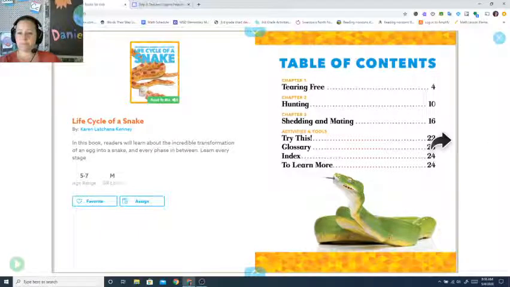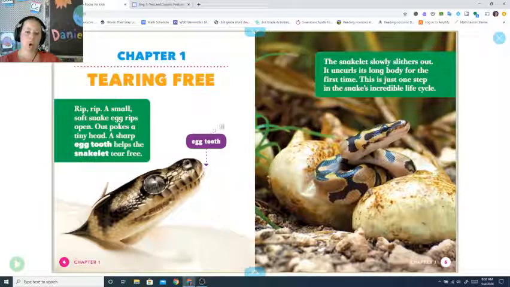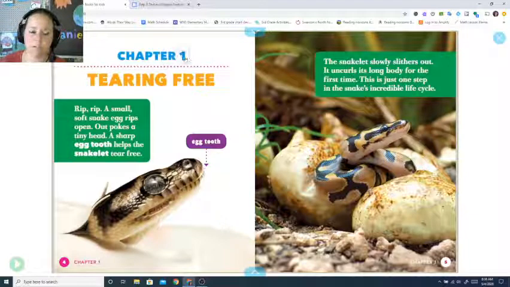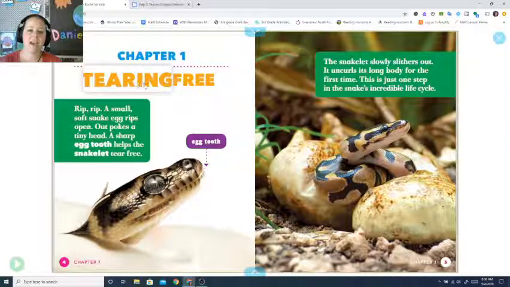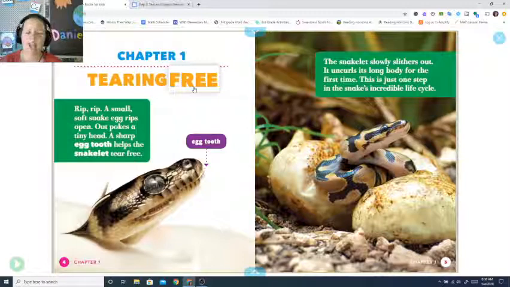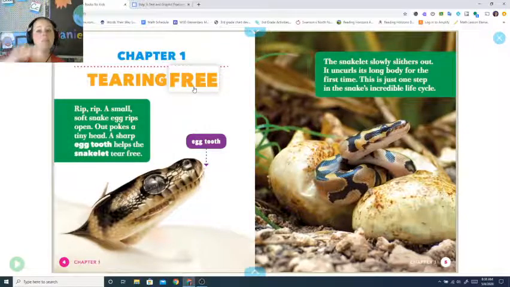I'm going to point out some things. Chapter 1. Okay, before we even read this, I want you to look at different things. We've got the chapter heading, right? Chapter 1. We've got the name of it, Tearing Free. And sometimes these will be broken down into smaller sections as well. You've seen that in the classroom when we've read certain things. Those are called subtitles. Okay?